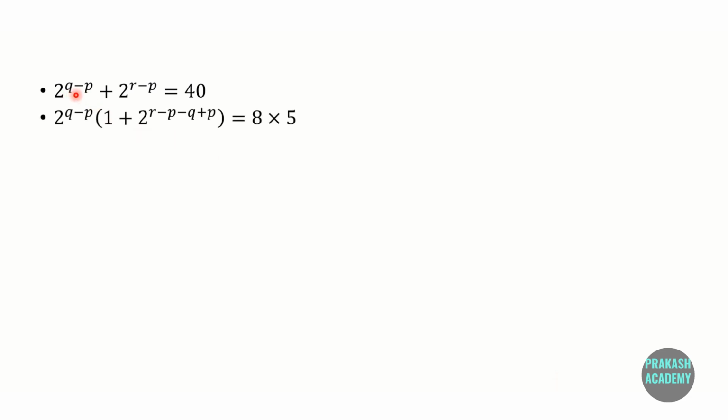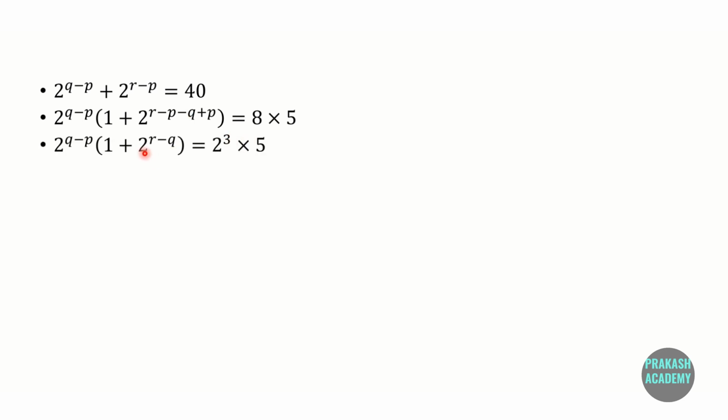Now I can take 2 raised to the power Q minus P common, because Q is the second smallest and I am subtracting P here as well as here, so it does not matter. So I can take 2 raised to the power Q minus P common. What is left? Here I will have 1 and here I will have 2 raised to the power R minus P, and then subtract this power, that is minus Q plus P. So P and P cancel out and we get R minus Q.